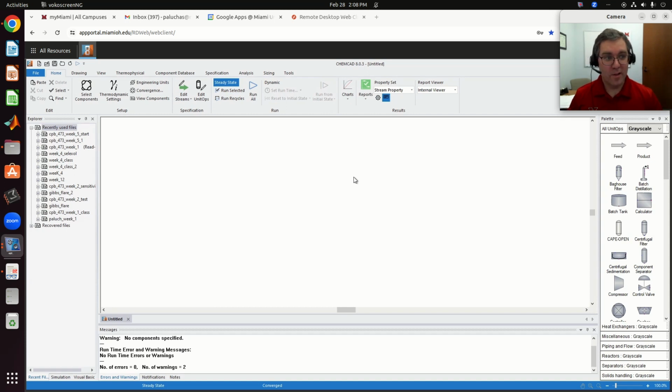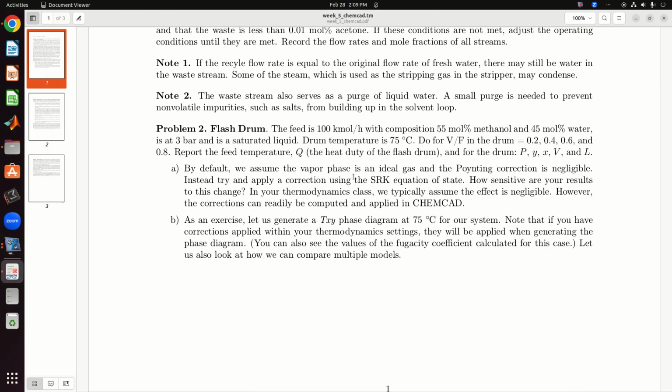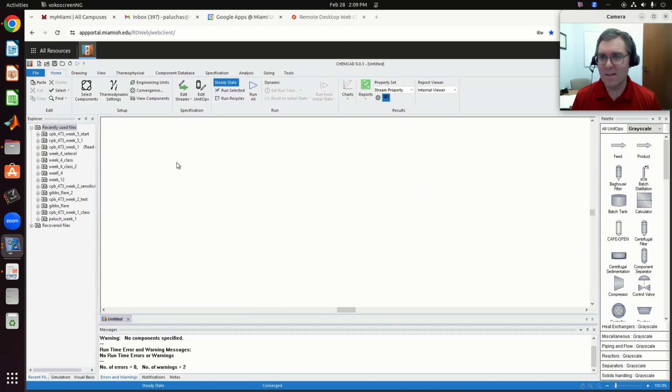All right, let's take a look at our first distillation problem. It'll be a flash distillation problem. So flipping over to the problem statement, we're going to look at using a flash drum to separate methanol and water. Okay, so let's start by just getting this set up.